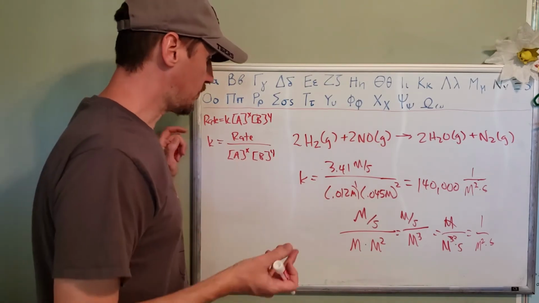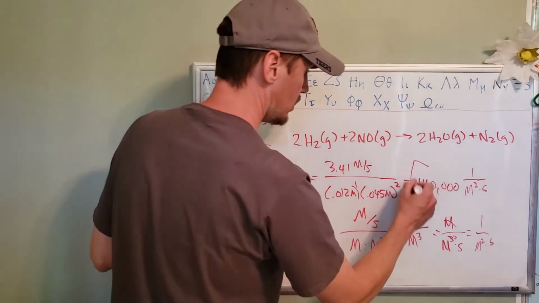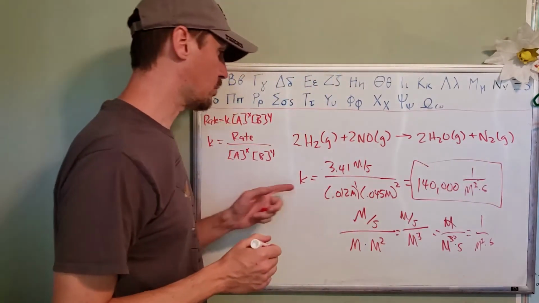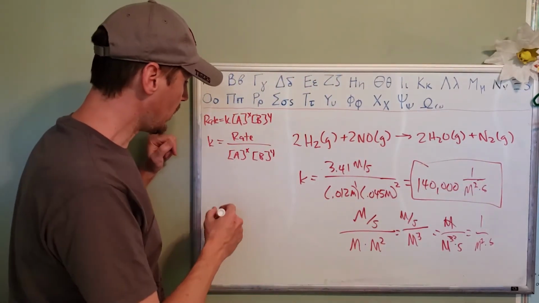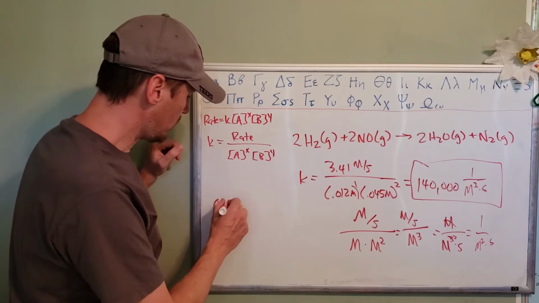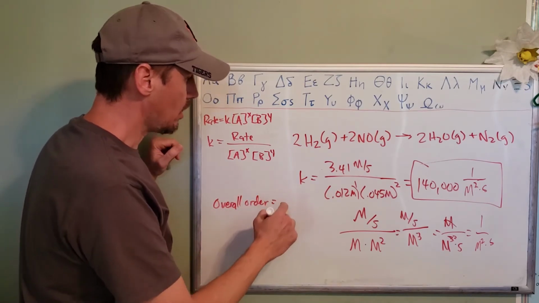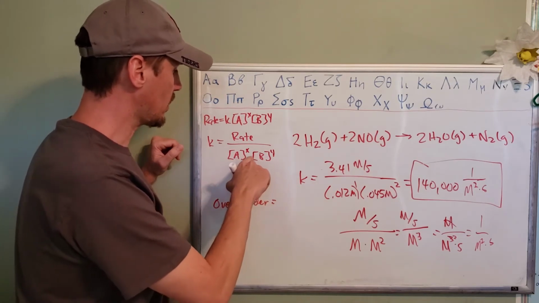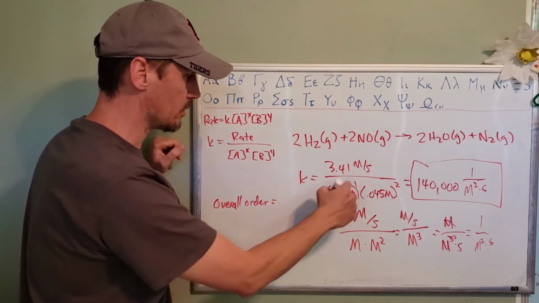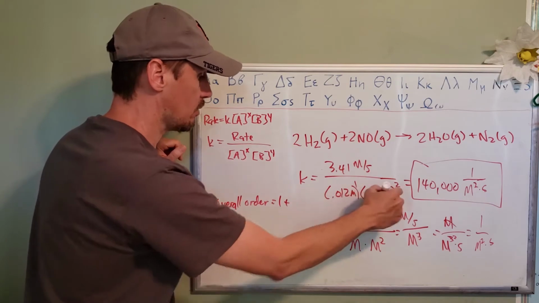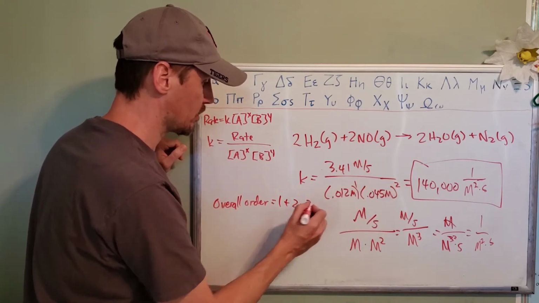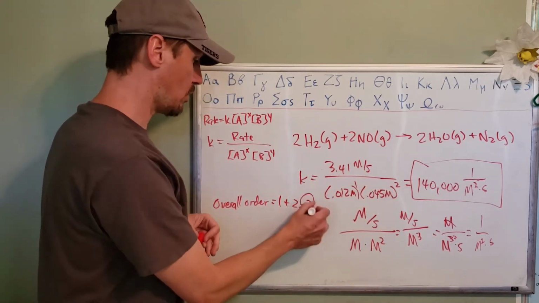Now they did ask us that in this problem as well. So this is one answer, that was what the rate constant was equal to. The other answer, they asked us what the overall order was. And the overall order is just the exponents on each of our concentrations added together. So the first one was 1, the second one was 2, and that equals 3. Okay, so the overall order was 3.